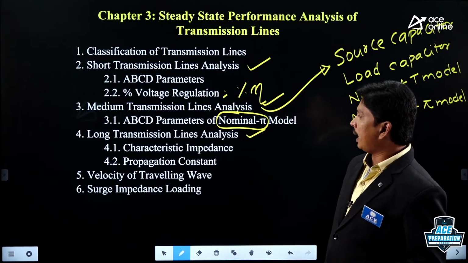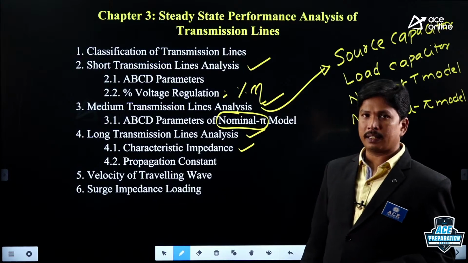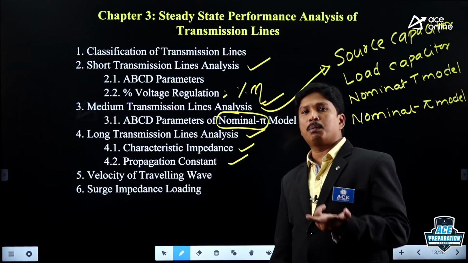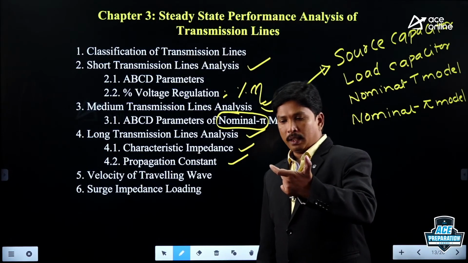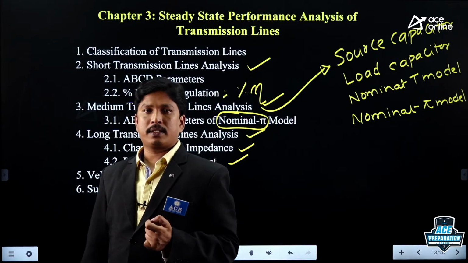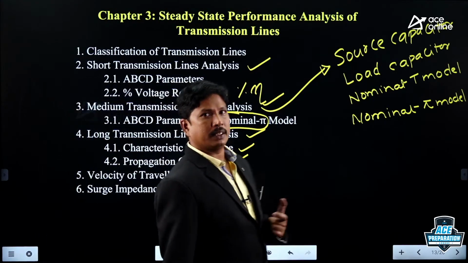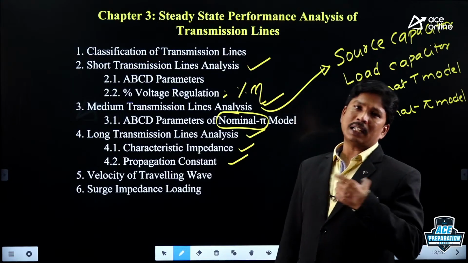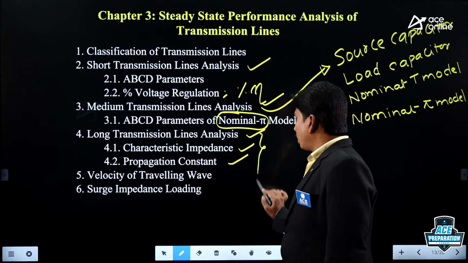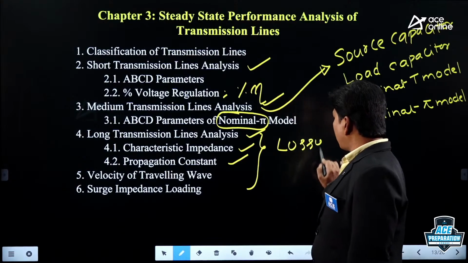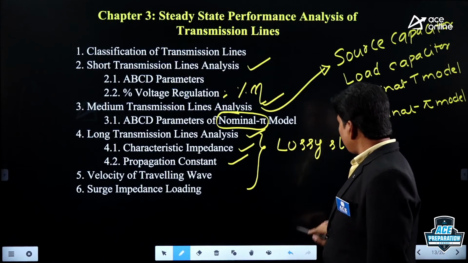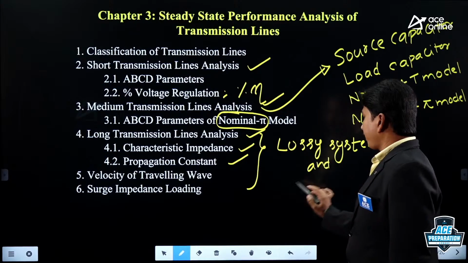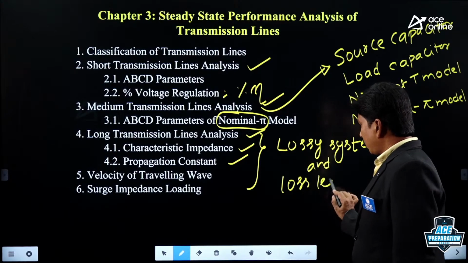In the case of the long transmission line, we have to study the surge impedance or characteristic impedance and the propagation constant. In that we are going to study the attenuation constant and the phase shift constant in the propagation constant of the system. All these things we are going to study for the lossy system as well as for the lossless system. So we have to study the lossy system and the lossless system also.